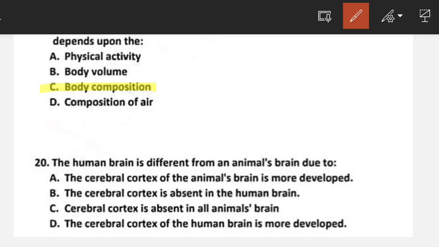So the correct option will be option D, because the human brain is different from animal's brain and can work efficiently because of cerebral cortex. And the cerebral cortex of the human brain consists of gray matter, and it is much more developed than other animals like chimpanzees, monkeys or dogs. So option D will be the correct option.